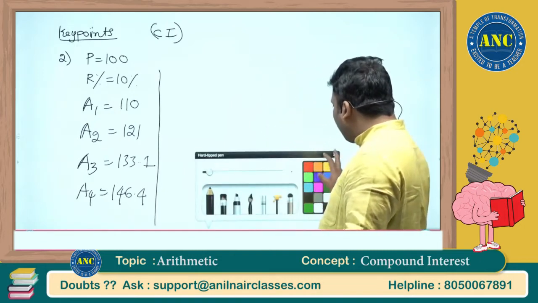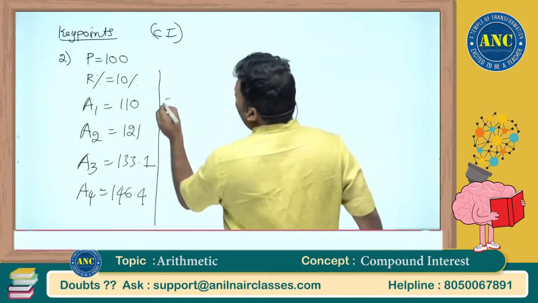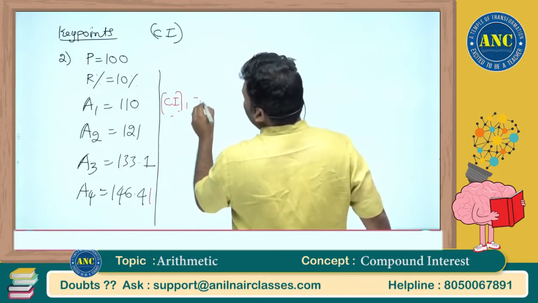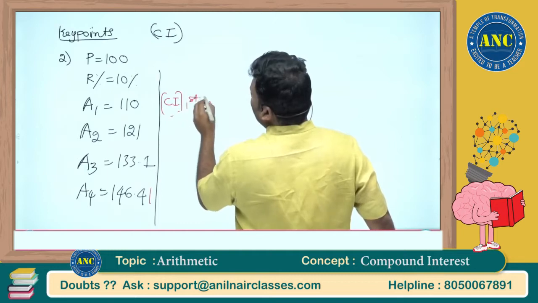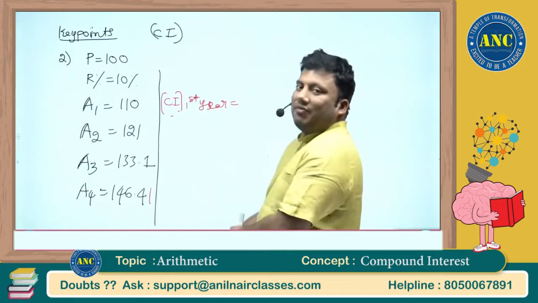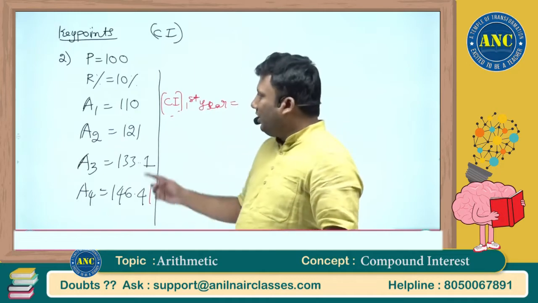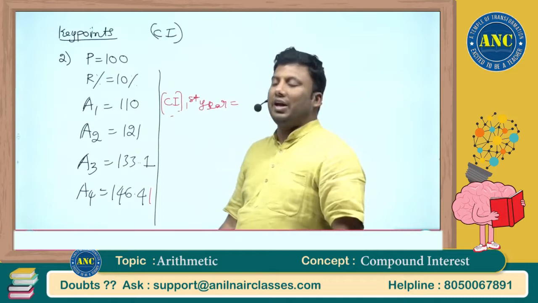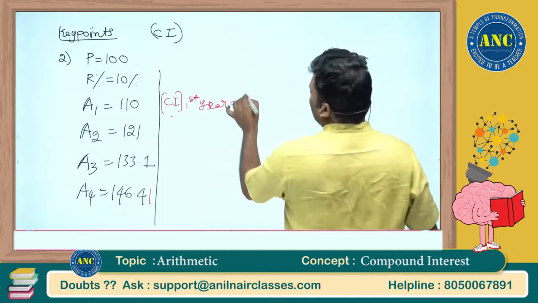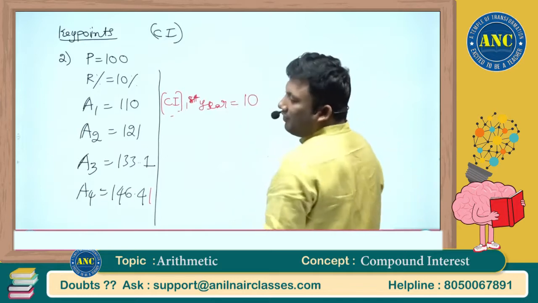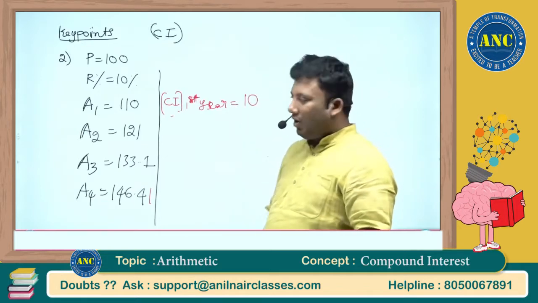Now, let us find out: what is the compound interest for the first year? What do you mean by compound interest? It is the extra sum we give in addition to whatever we took. I took 100 rupees from my friend. After 1 year, I gave 110. That means how much extra did I give? The extra I gave is 10. CI for the first year is 10. Are you all with me?